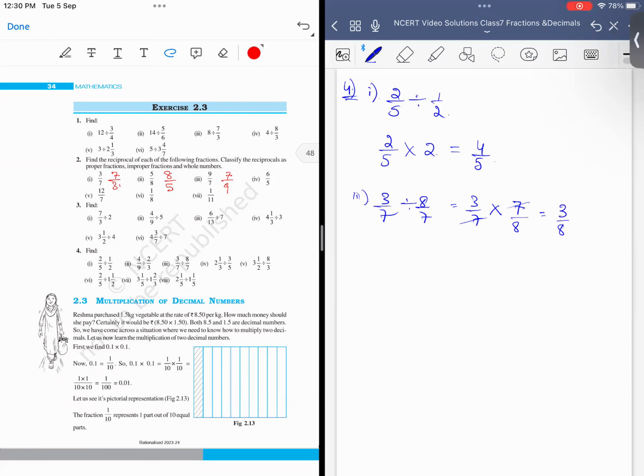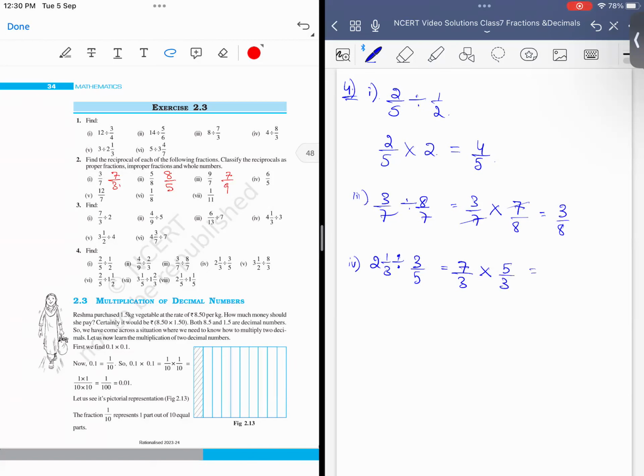Okay, let's talk of question number 4. 2 whole 1 by 3 divided by 3 by 5. So first convert this. 2 whole 1 by 3 is what? 7 by 3. Division changes to multiplication and it becomes 5 by 3.